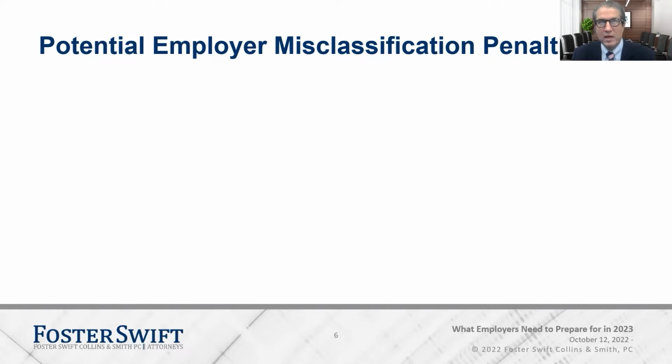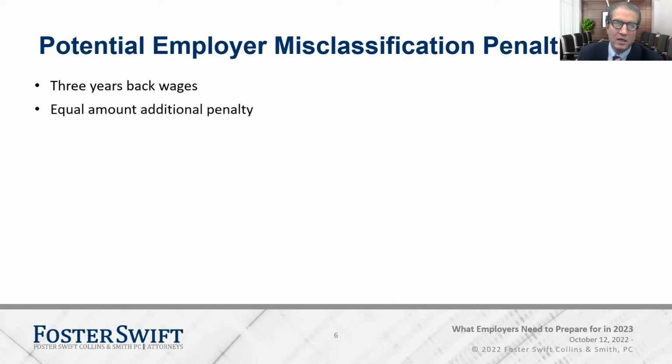So there are some bad things that can happen if the employer misclassifies the employee as an independent contractor, when in fact they should properly be classified as an employee. So here is the list of horribles. As an employer, you can potentially have to pay 3 years of back wages that were unpaid, either because you weren't paying minimum wage, or usually because you failed to pay overtime or you failed to pay for hours worked. We're going to get into that briefly in a moment.